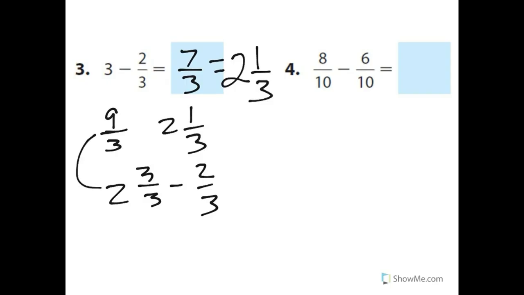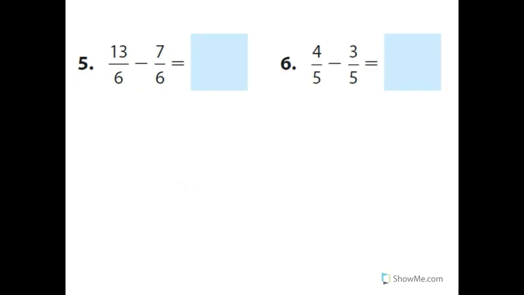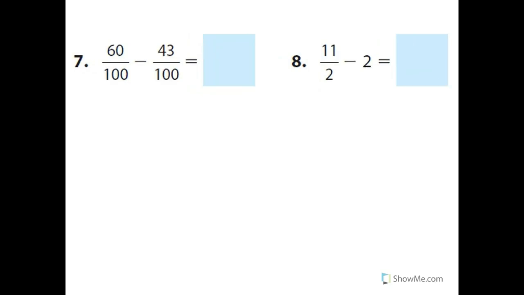All right, you go ahead and solve number 4, and then we'll go over it. All right, so we got 2/10, which can also equal 1/5 because both can be divided by 2. All right, you solve number 5, and then we'll go over it. 13 minus 7 is 6 over 6. That can also be 1. Number 6, solve that one, and we'll go over it. 4 minus 3 is 1. Keep my denominator.